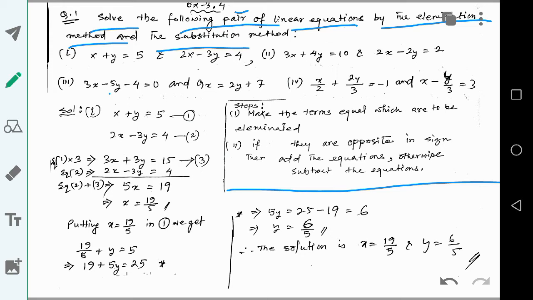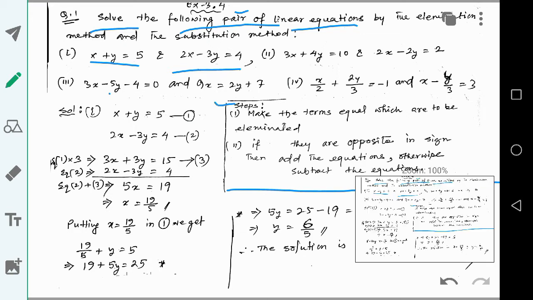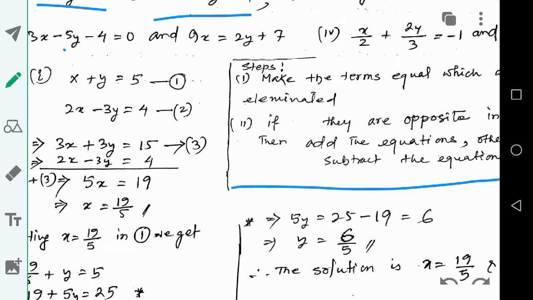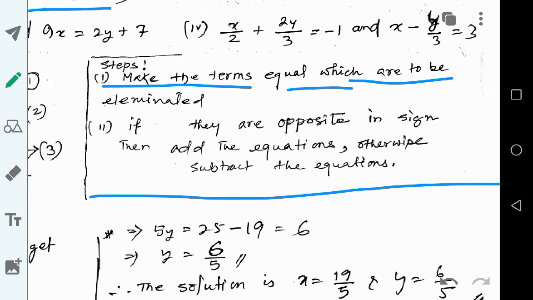So let's start. The first pair of equations is given: x plus y is equal to 5, twice x minus thrice y is equal to 4. Here I've written the steps of what should be done, how to solve these equations. First write the equations and give equation numbers 1 and 2. Then make the terms equal which are to be eliminated.